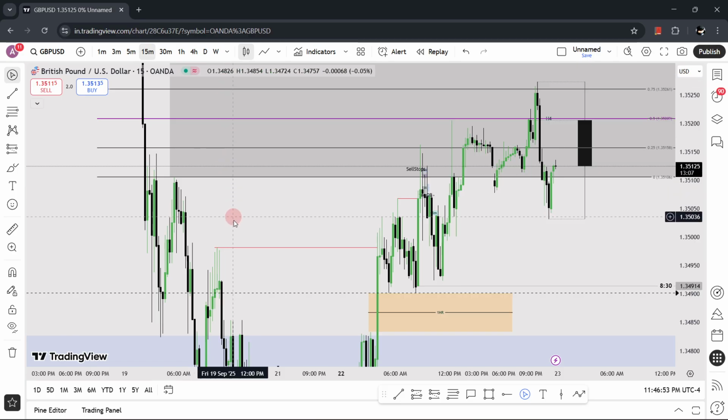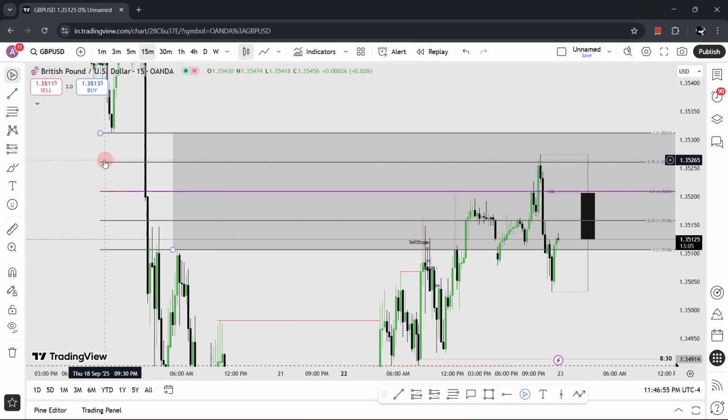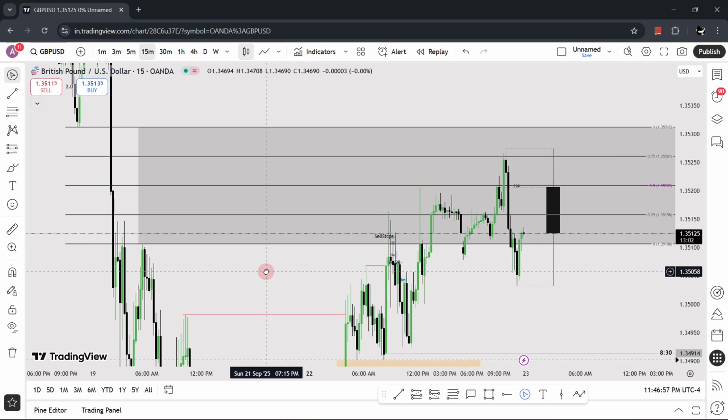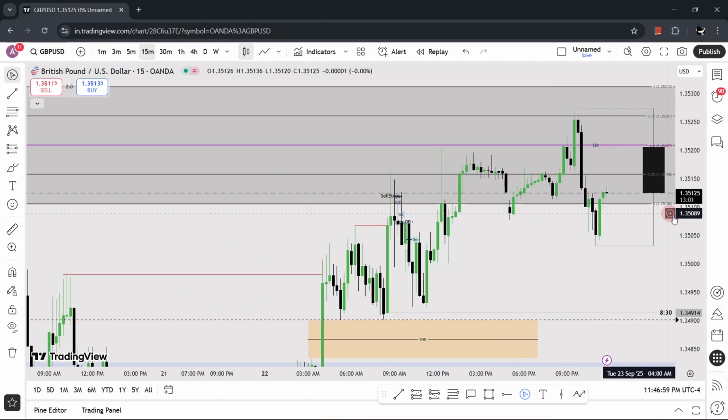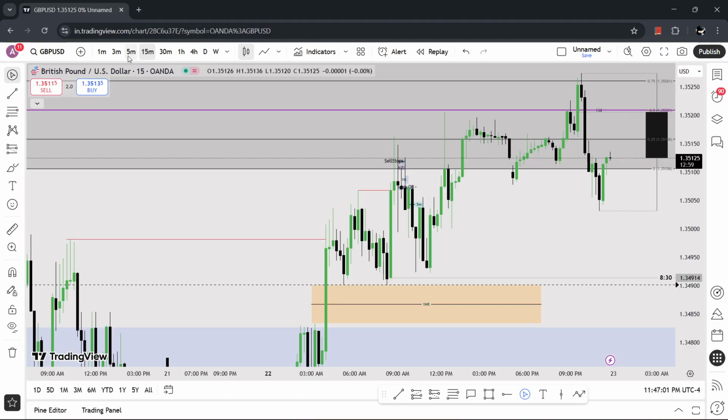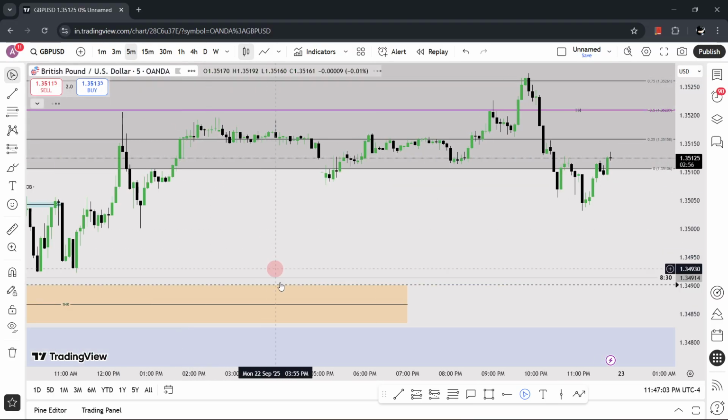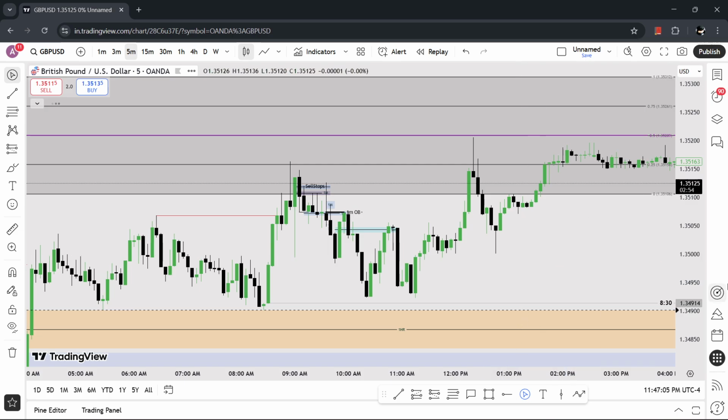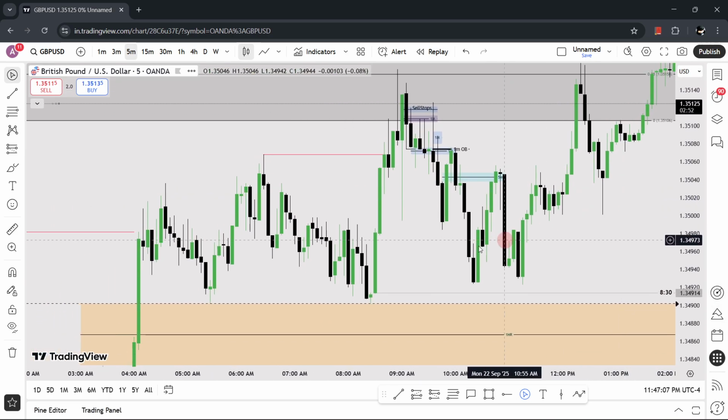So this is that 4 hour fair value gap, and this is the quadrants of that. Coming to a smaller time frame again, 5 minutes. It failed to get into this 1 hour fair value gap and created equal lows up here.